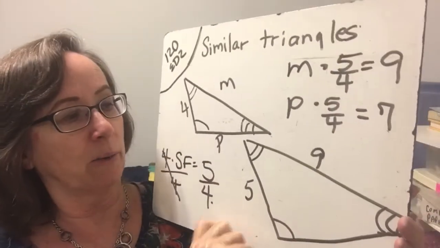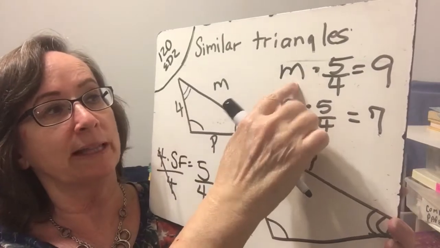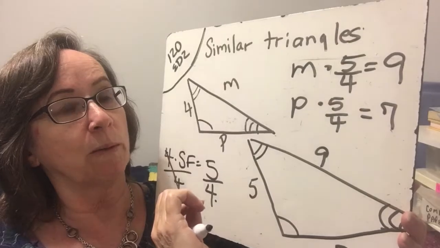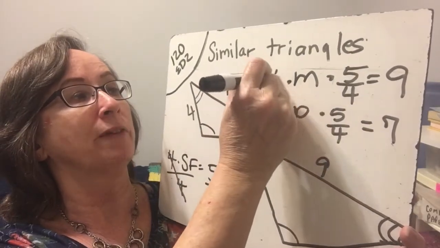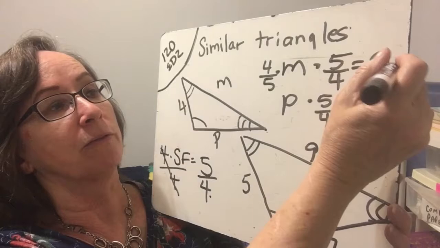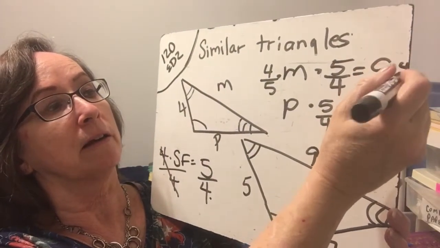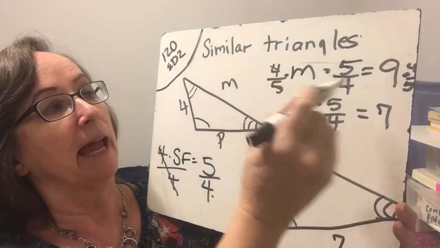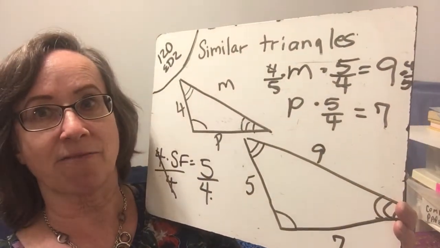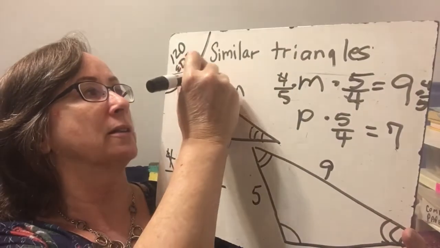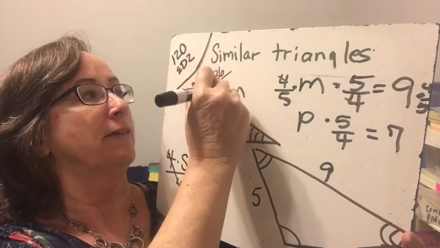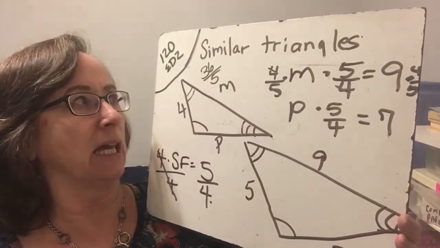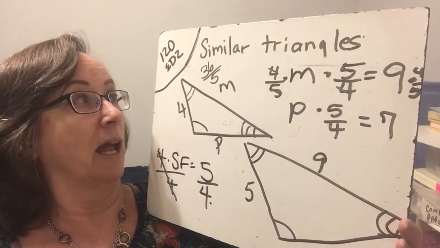So why don't we go ahead and go this way? If we do it this way, it's going to be fine, but remember we have to get m by itself. So we would have to multiply by 4/5 on both sides. These are going to cancel, and m is 36/5. And 36/5 would be 7 1/5.